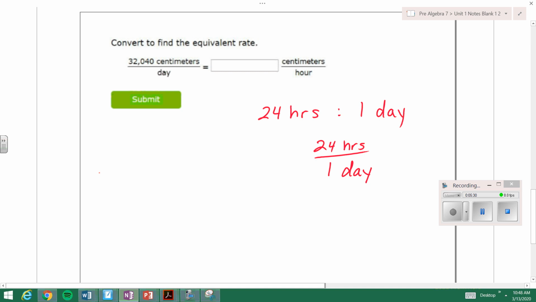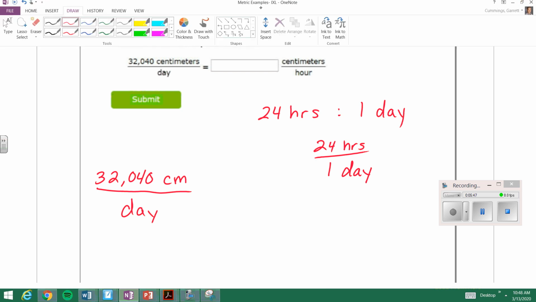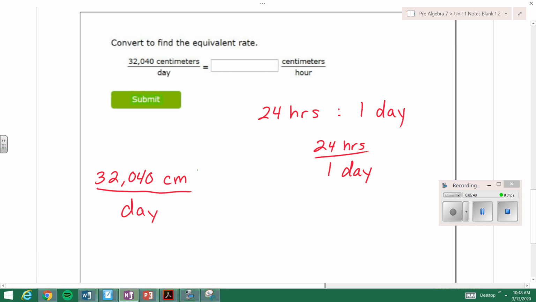Okay, so let me start with the 32,040. Finally read something correctly today. Centimeters per day. And note that I want to change days into hours. So I'm going to multiply by this ratio, but I'm going to have to flip it upside down. And why do I flip it upside down? I strategically want the one day to cross cancel with the one day that is on the bottom.